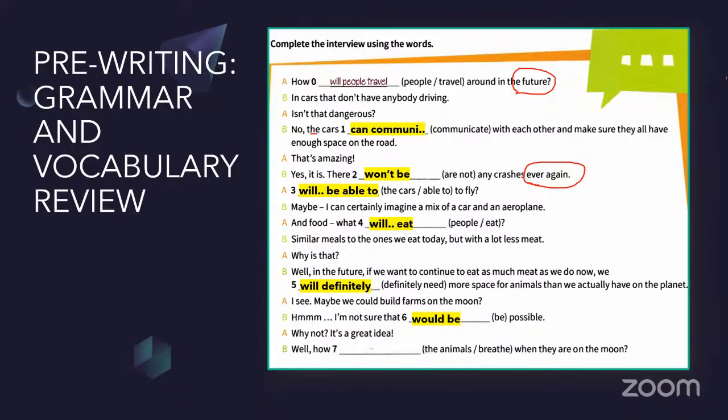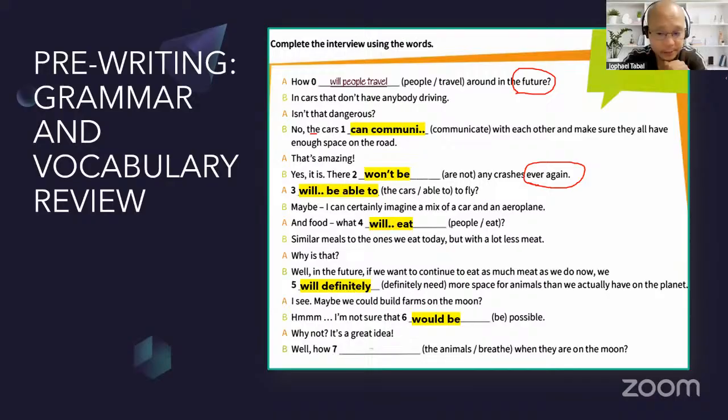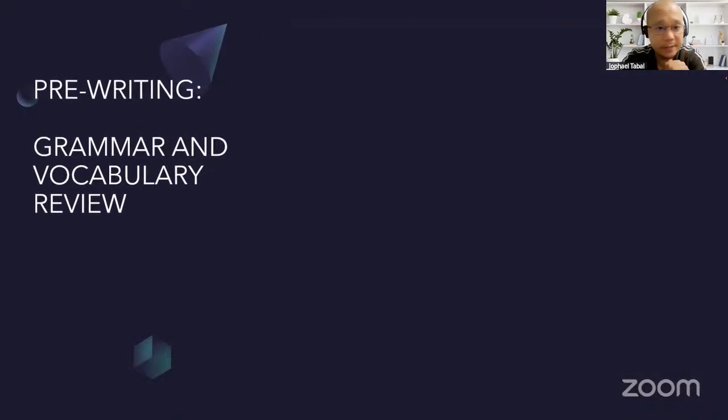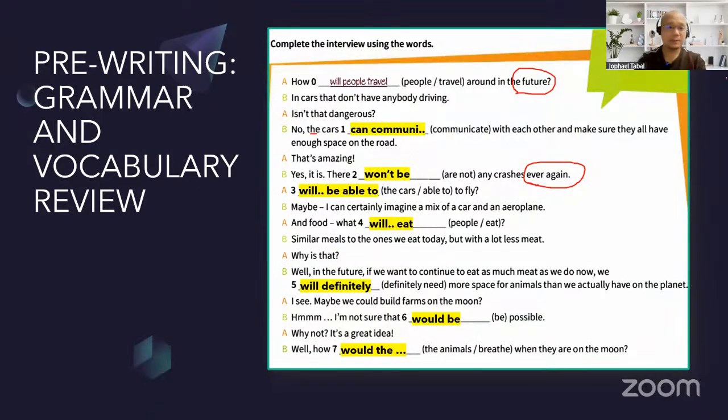Will the animals breathe? Yes, breathe, right. So how would the animals breathe when they are on the moon? Very good. So we have here would, which means future possibilities. Let us first explain some grammar. We have here would and will. Would is future possibility. What is possibility? Okay, so the use of would is a future possibility, maybe, possible.